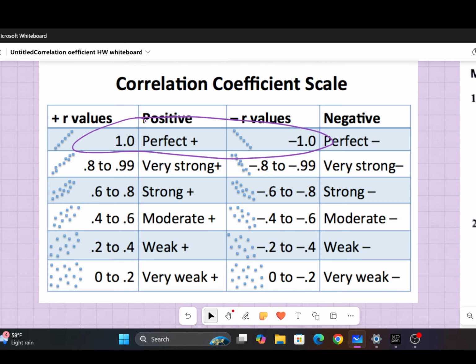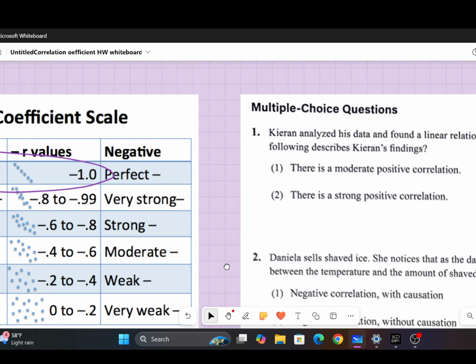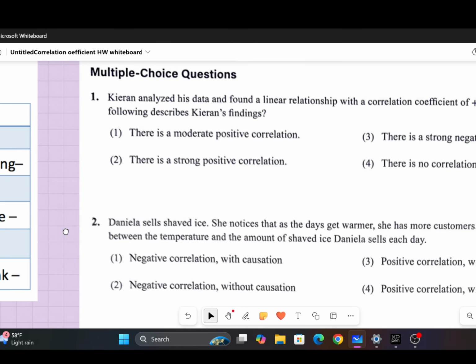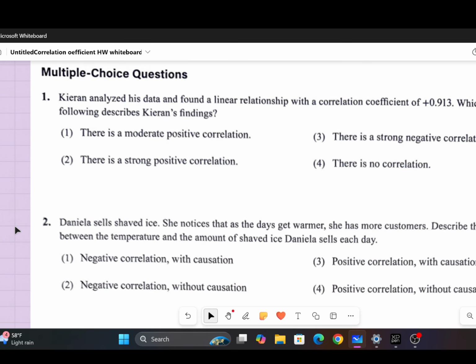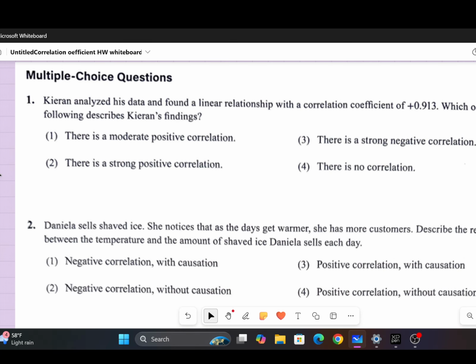All right, so let's go ahead and look at question number 1 on page 378. If you want, you should pause the video, take a look at the question before I go over it, and then press play when you're ready to continue. So, question number 1 says, Kieran analyzed his data and found a linear relationship with a correlation coefficient of positive 0.913. Which of the following describes Kieran's findings?